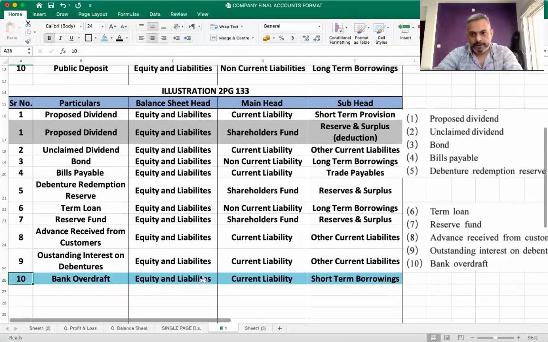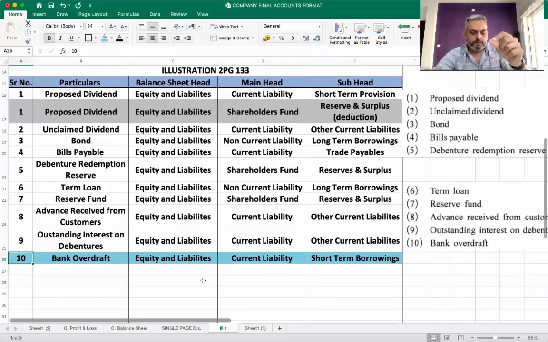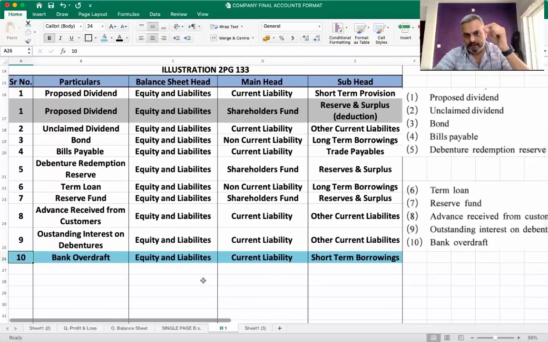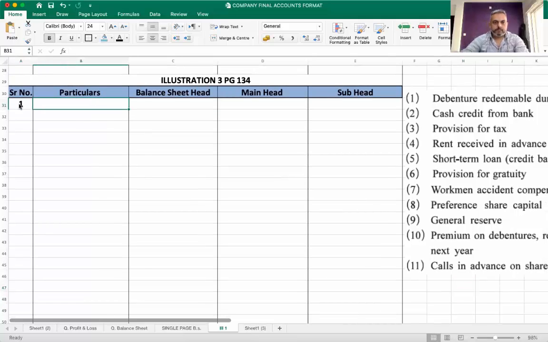Okay, let's go through it and see if you have any doubt, if you're not able to understand any particular term over here or any account over here. Okay. Illustration number 3. Make the format. Okay. Now the first one for illustration 3.